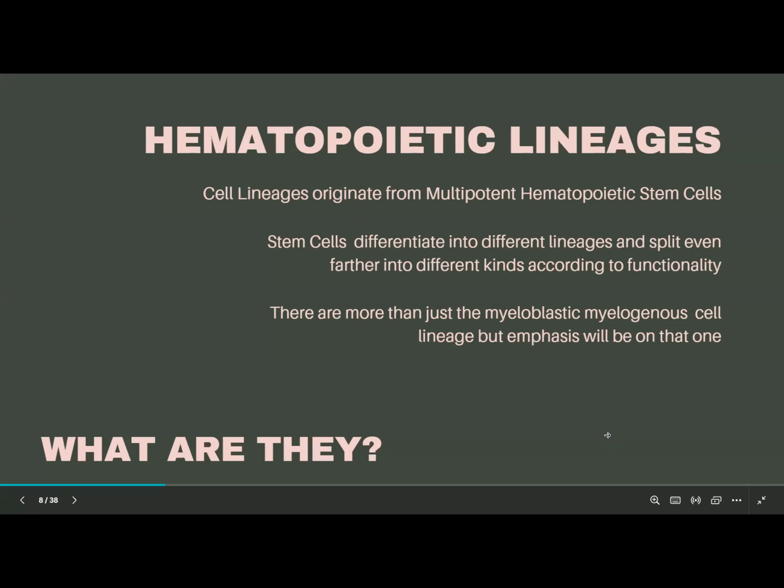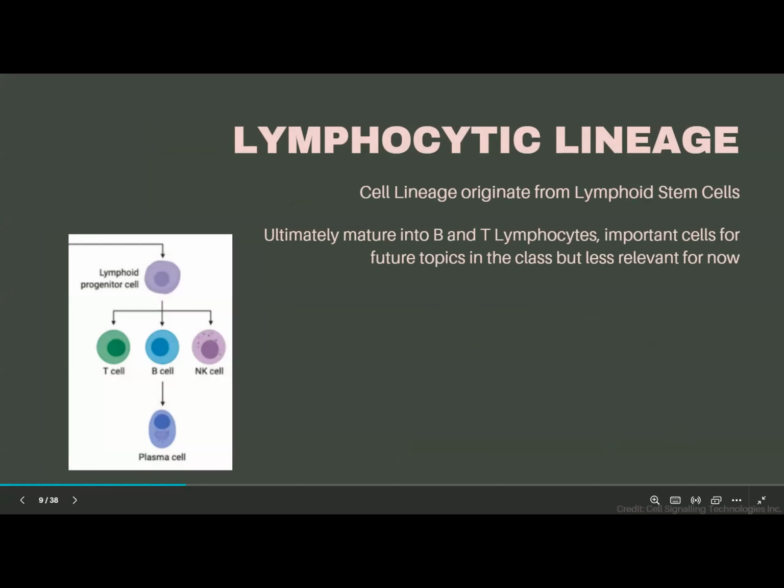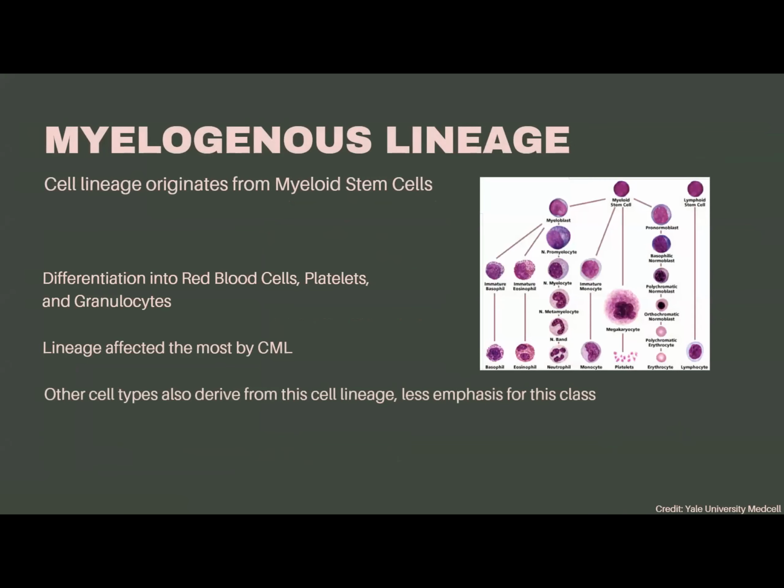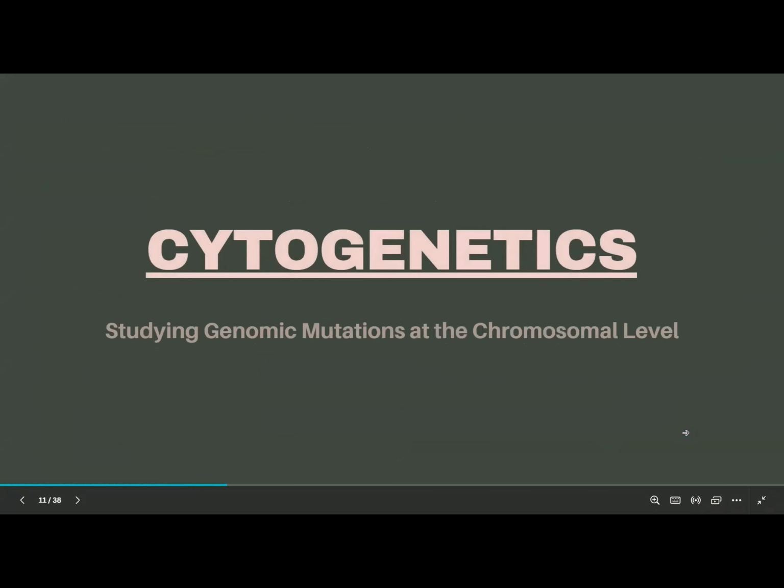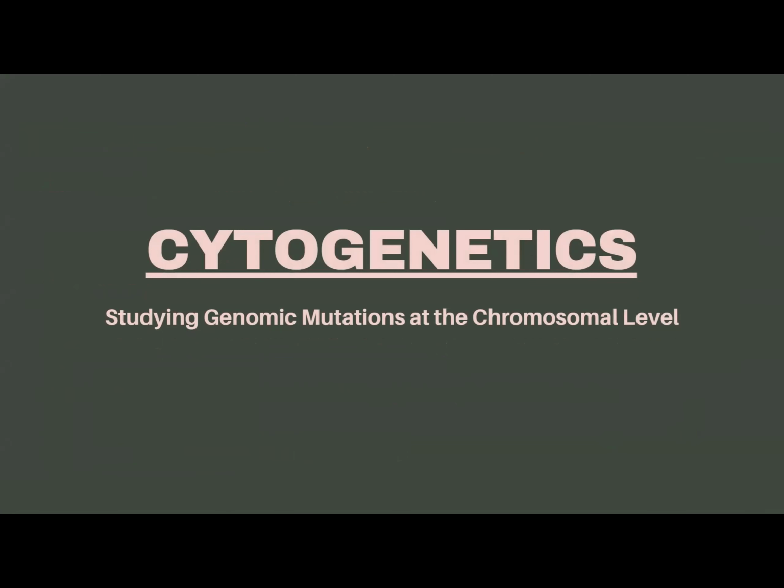Okay. So what are they? I just did a little drawing, but you have the lymphocytic lineage and you have the myelogenous. Again, like I said, it's more complicated than the lines I went over. There are more lines. Okay, Andrew will take the stage again.